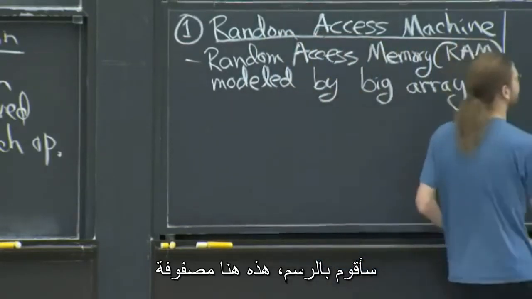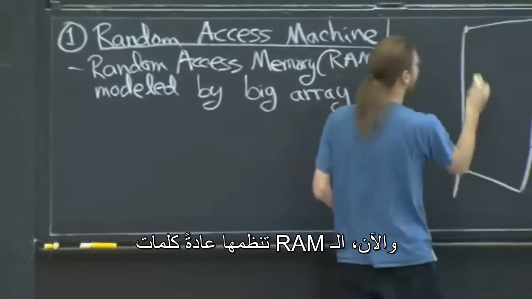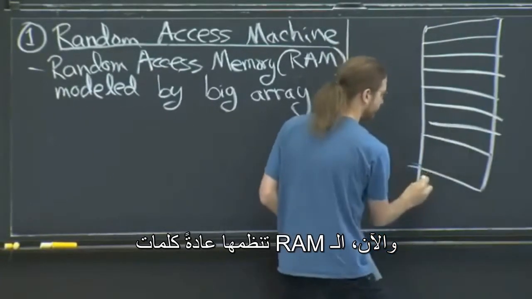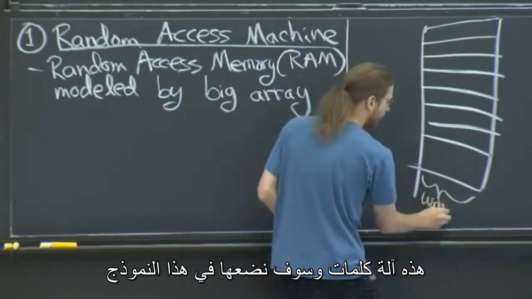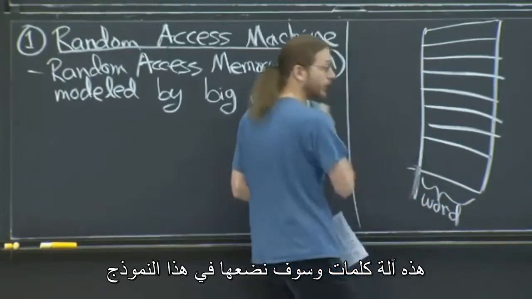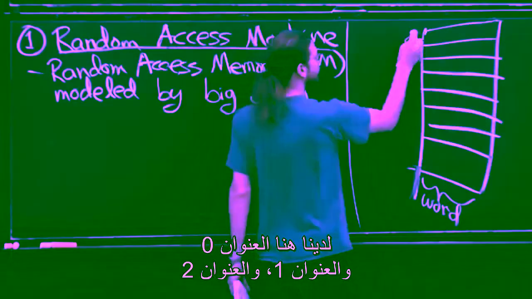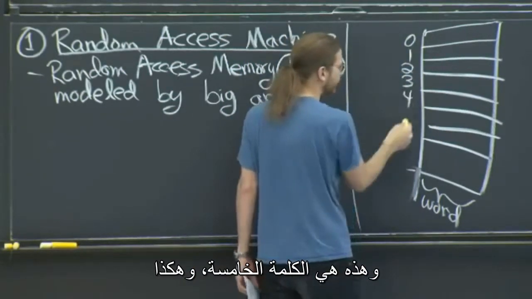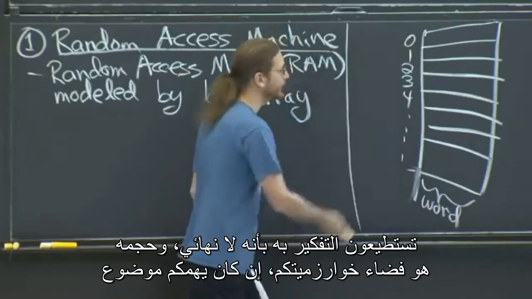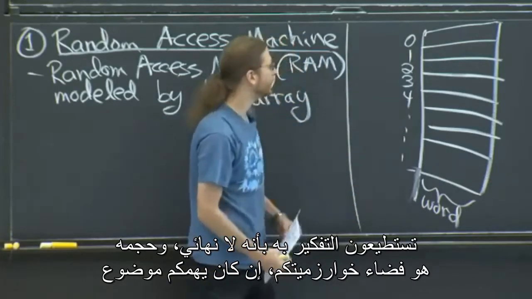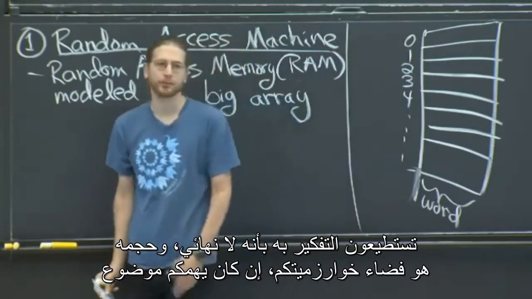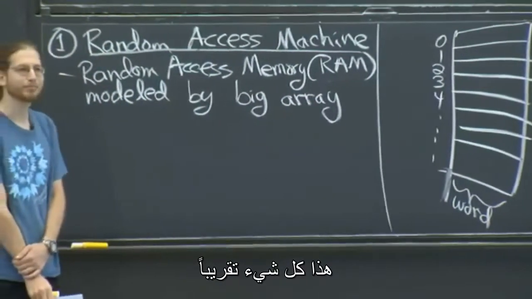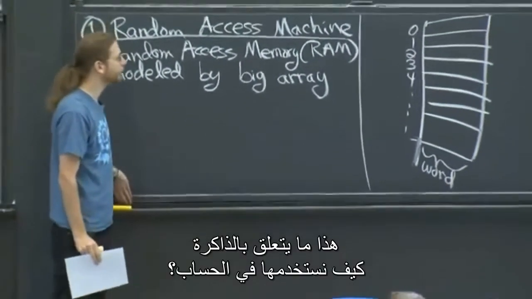So I'll just draw a big picture. Here's an array. Now, RAM is usually organized by words. So these are a machine word, which we're going to put in this model. And then there's address 0, address 1, address 2. This is the 5th word, and it just keeps going. You can think of this as infinite, or the amount that you use, that's the space of your algorithm if you care about storage space. So that's basically it.